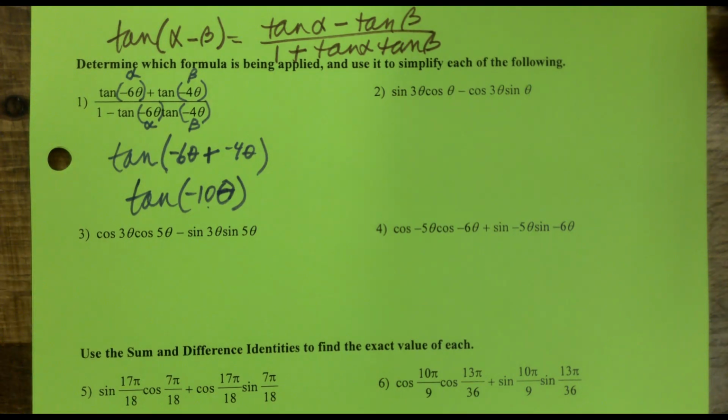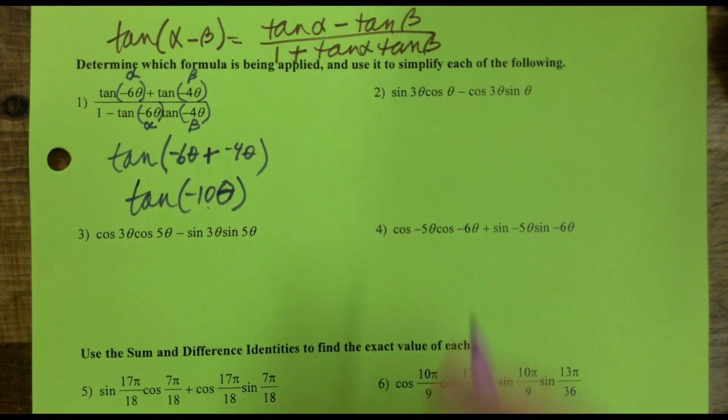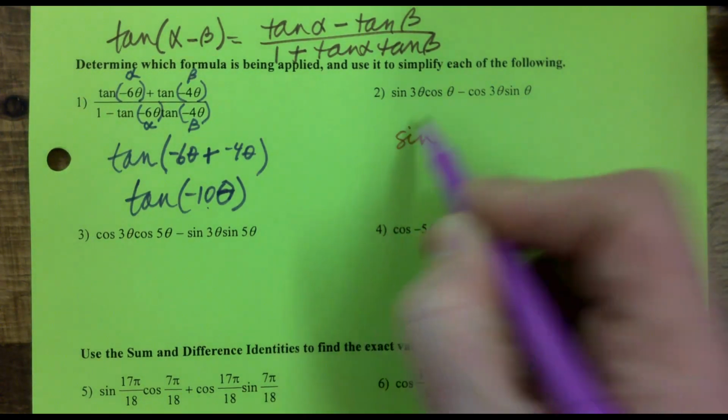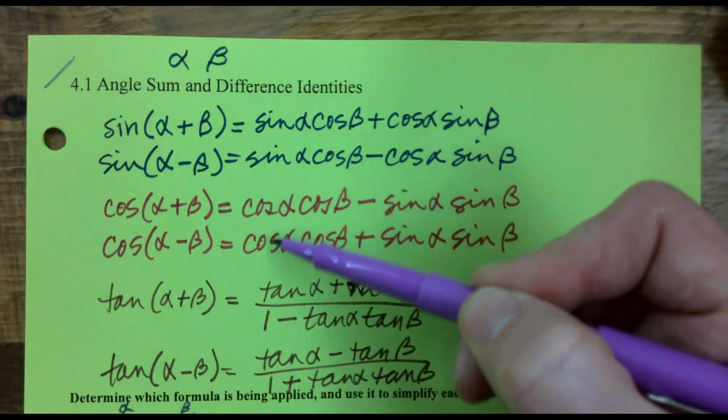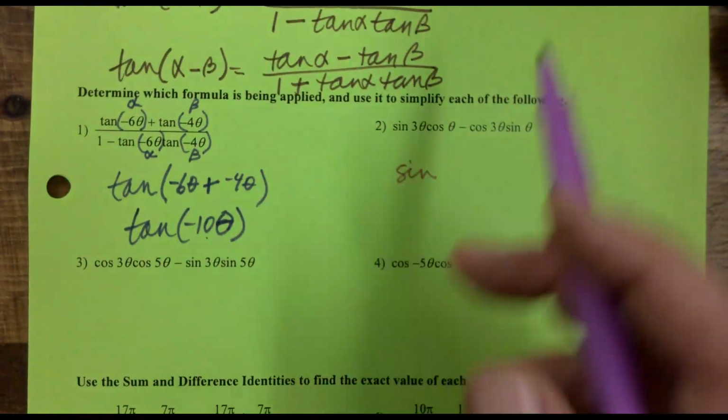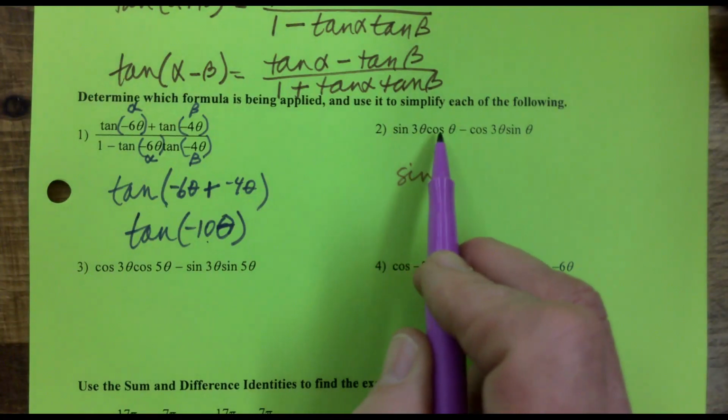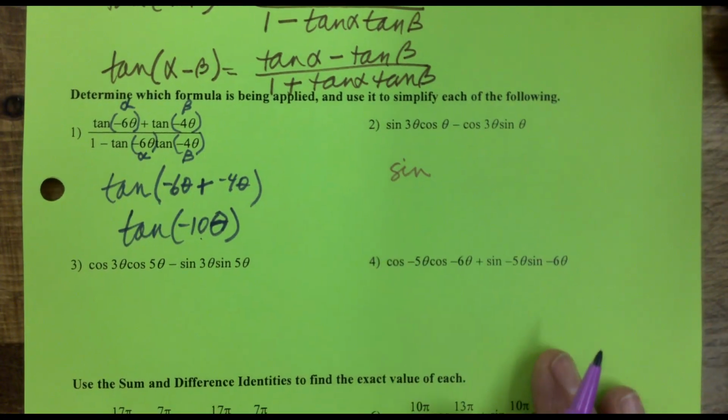When it comes to the sine and cosine ones, you have to pay a little bit more attention because they both have sine and cosine in them. So number 2, I know is one of the sine identities. How do I know it's one of the sine identities? It starts with sine. That's one dead giveaway because the cosine ones start with cosine. And also the sine one has sine cosine and cosine sine. It has them mixed together. So this is the sine.